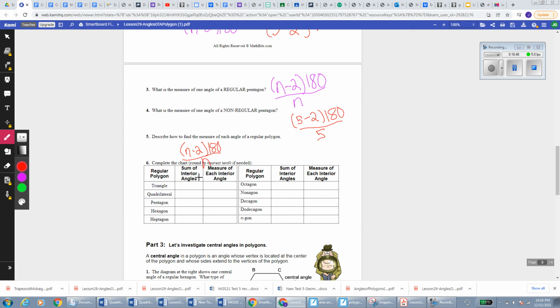So take a second and fill in the chart below as part of your homework. For each of the regular polygons here, find the sum of the interior angles. So use the formula n minus 2 times 180. And for the measure of each interior angle, since we specify regular polygon, you can plug into our second formula for finding just one angle in the regular polygon, n minus 2 times 180 over n. And if you need more space to do your work, you can use a separate piece of paper. But all you need to do is put your answers in the boxes.